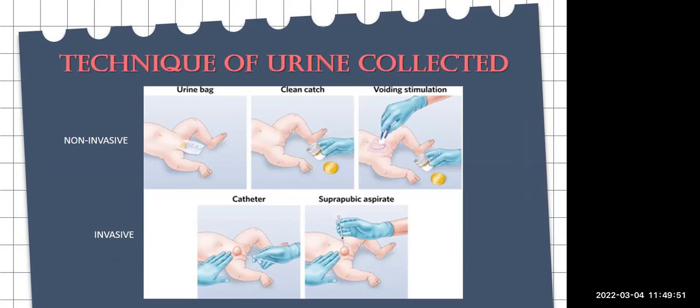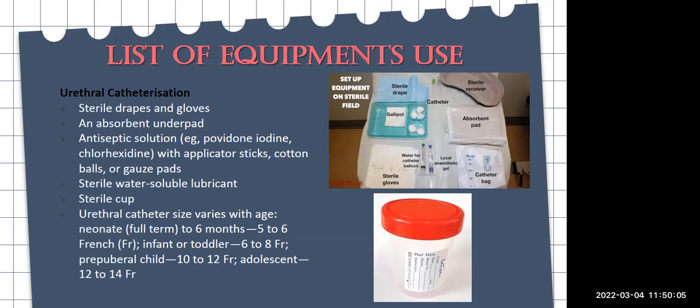The technique of the urine collection can be divided into non-invasive and invasive. For the non-invasive, we have urine bag, clean catch, as well as voiding stimulation. For the invasive, we have catheter and suprapubic aspiration. Next. So first, we're going to discuss urethral catheterization.